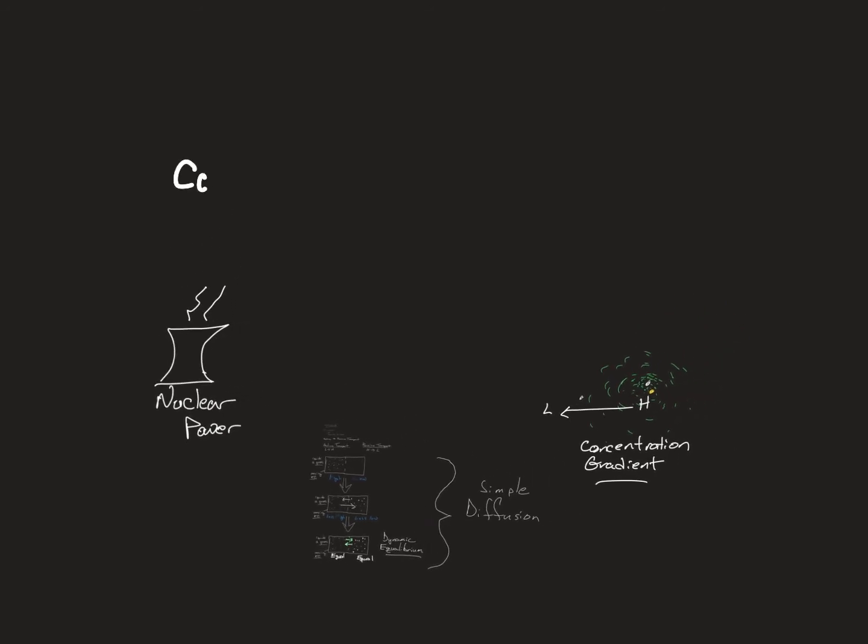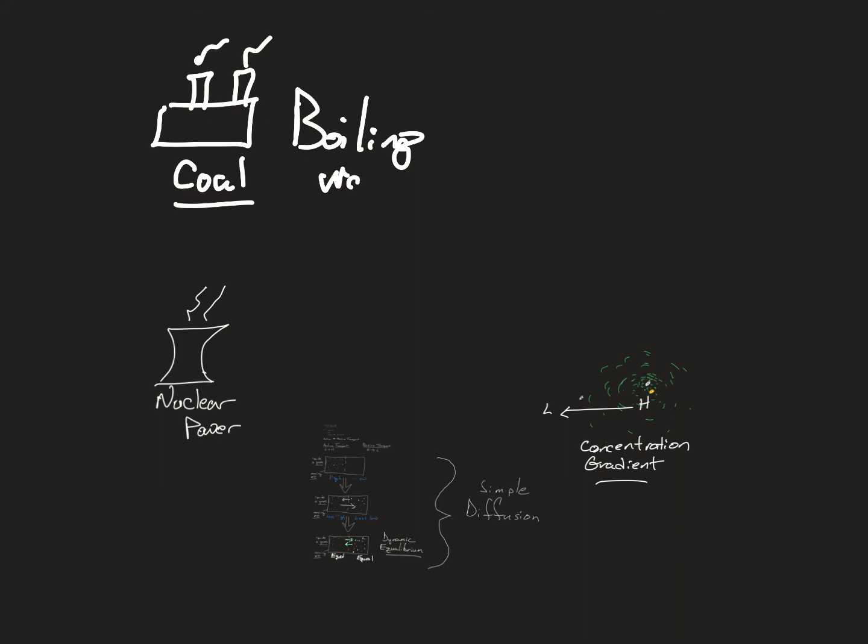Or you could use coal, which we also use. Coal burning power plants also boil water. In both cases, you're boiling water. You're increasing the kinetic energy of water to a gas, and that gets put into a pipe. That steam pushes this thing called a turbine.